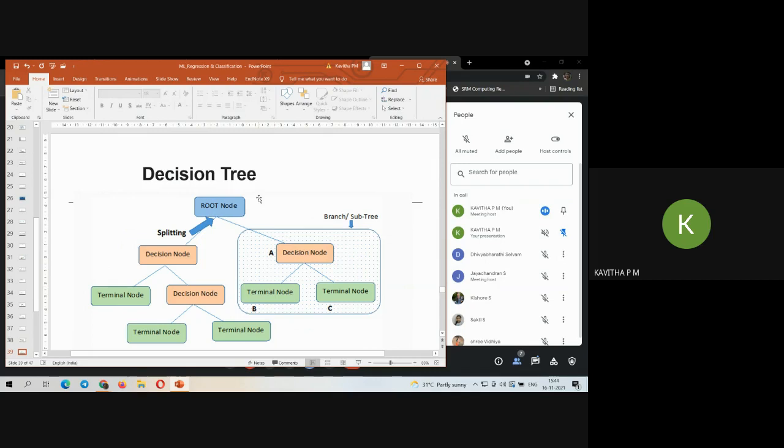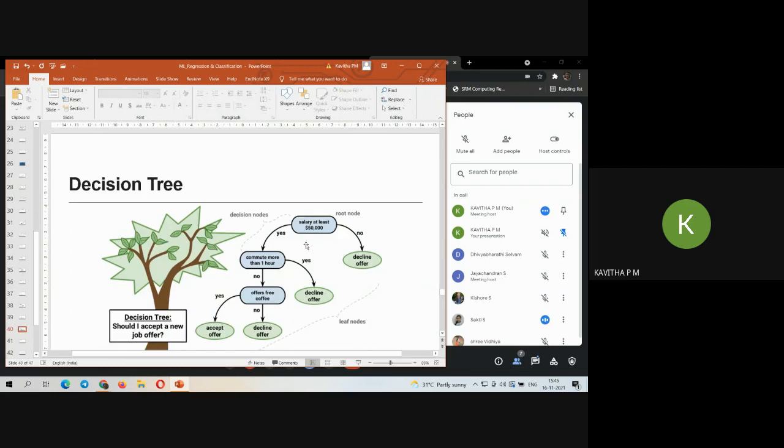The root node is actually the parent, and next we have decision nodes. If we pick any one from the decision nodes, again we'll have the terminal nodes. Again, if I pick one particular terminal node, that terminal node will act as a decision node. Clear how this decision node is transferred to terminal node and decision node? Yes, ma'am. So here we have one more example.